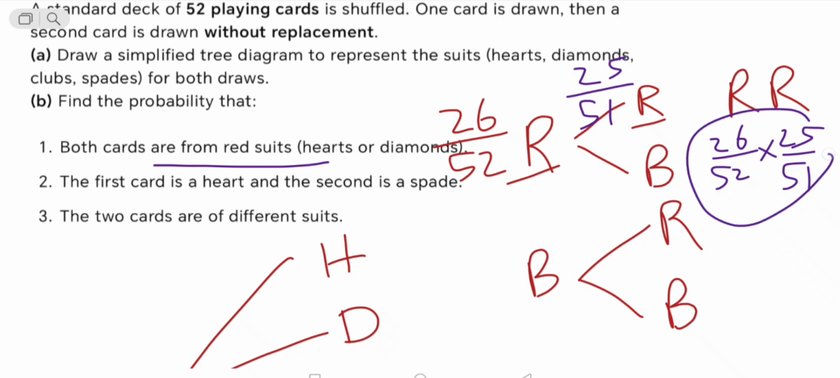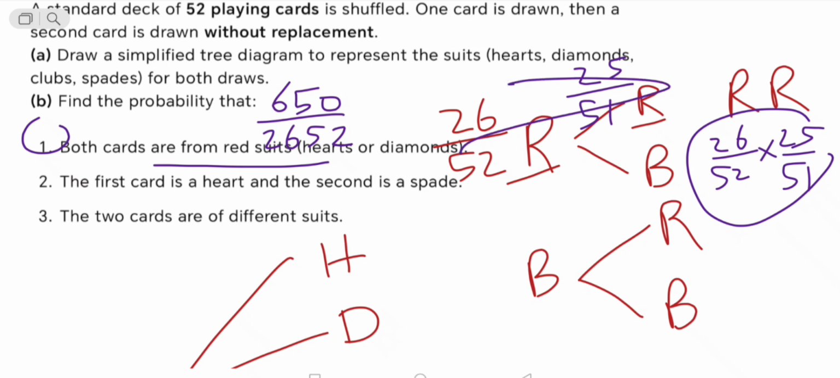So you will multiply: 26 times 25, which is equal to 650, divided by 52 times 51, which is equal to 2652. This is the answer of the first one, about the colors.